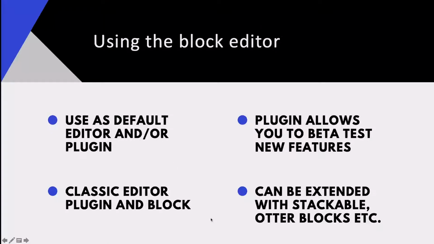So, using the block editor, you can choose to use Gutenberg as a default editor by installing the plugin, and that was actually before it was standard. So it was just a plugin. Now it's available as a standard feature, and you can install the plugin simultaneously. The advantage of installing the plugin is that you can have access to the beta version of the Gutenberg block editor, and you can explore the new features.